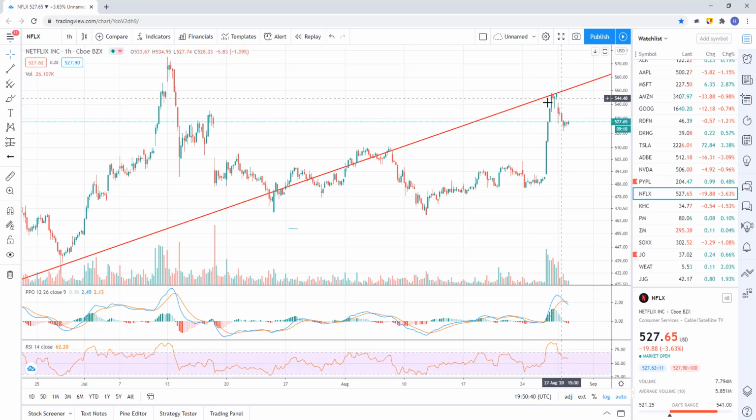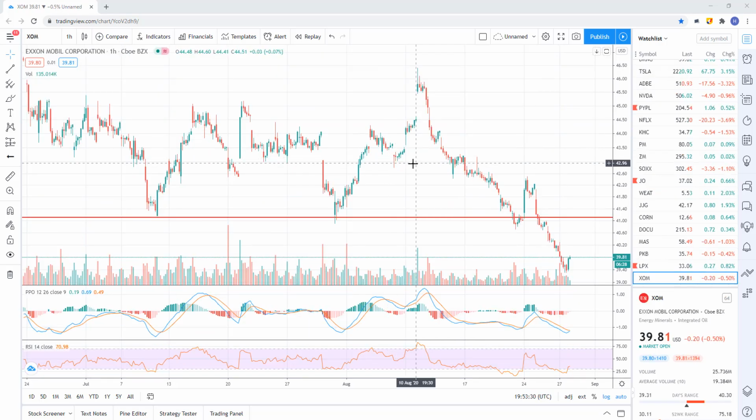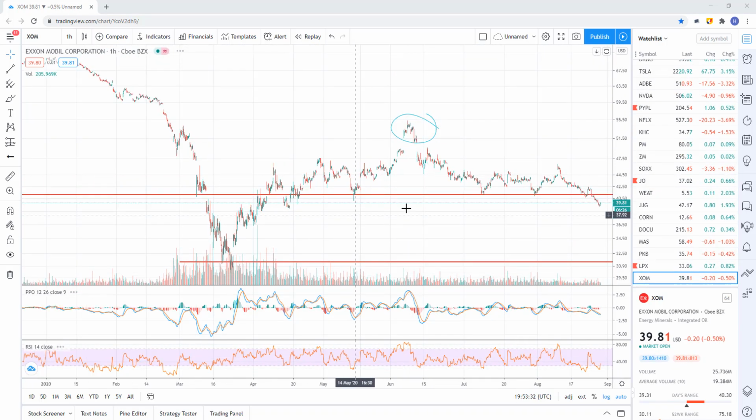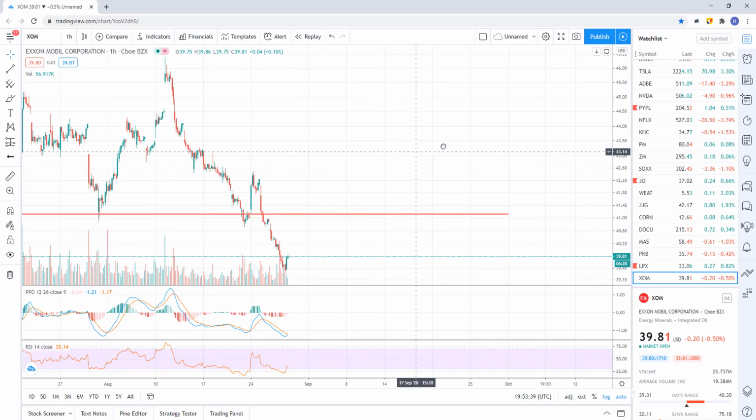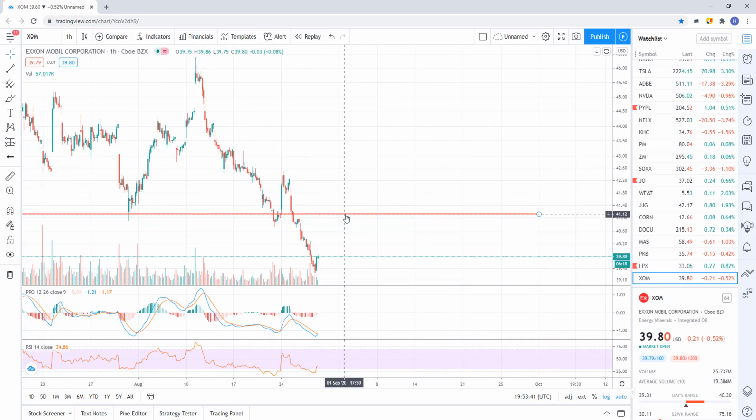So if it holds and continues to move lower, then that was a clean rejection, and Netflix is bearish. Here's XOM oil. Okay, so this is starting to break the neckline. It's starting to break down. I could see us doing a backtest. Watch for that backtest right here up around 41. And if it fails there, then you should see that impulsive selling come in.